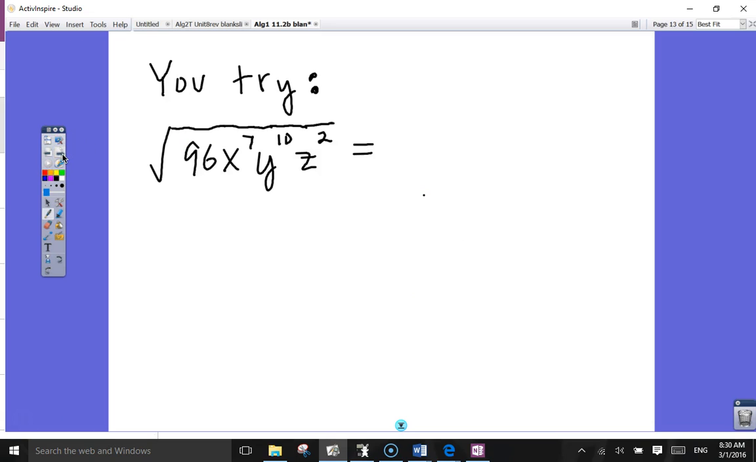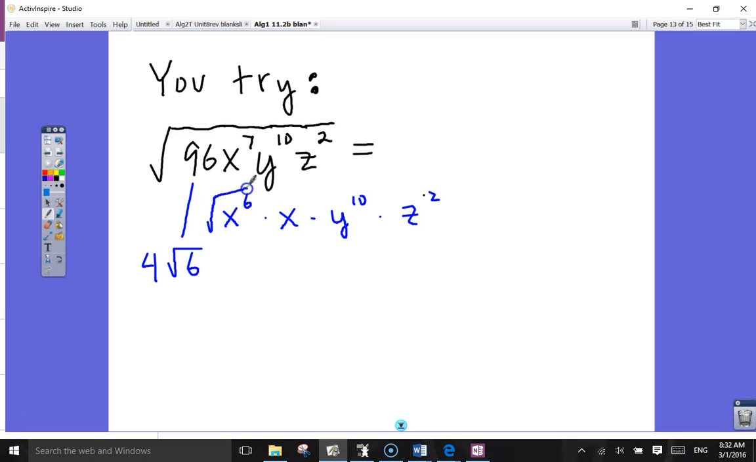So try that one. Again, there's the 96 that we did before. So again, what was the square root of 96? We did this. 4 times the square root of 6, right? So that part I'm going to leave alone. How are we going to split up the x to the 7th? 6 and 1. X to the 6th times x to the 1st. How about the y to the 10th? Can we take them all out? It's okay, right? It's an even number, so we can leave that. And then z squared.